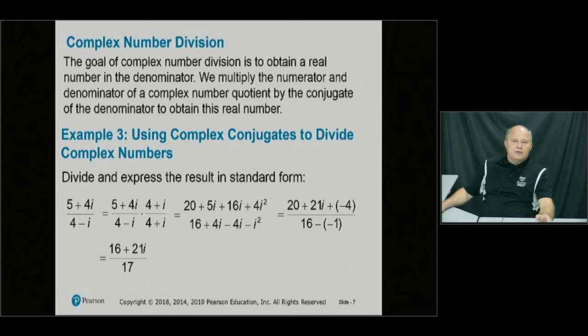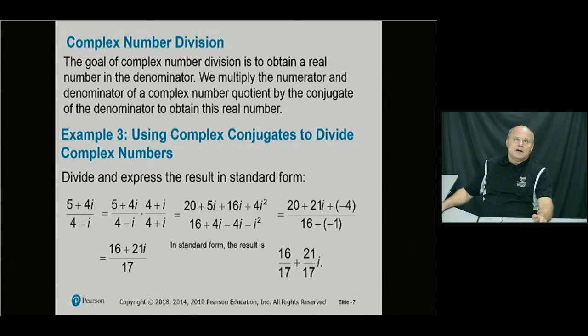So even though, if this didn't deal with complex numbers, this answer would have been fine, we always want to separate the imaginary part from the real part. Well, what's the real part? The real part is 16 over 17, and then 21 over 17i is the imaginary part. So technically what I have on the screen here is correct. It's just not in the correct format. So you might lose a point if you leave it this way.